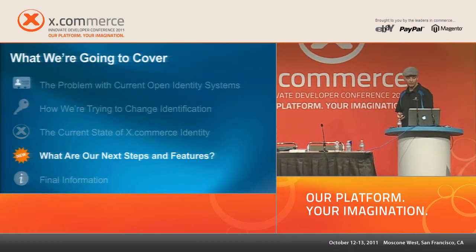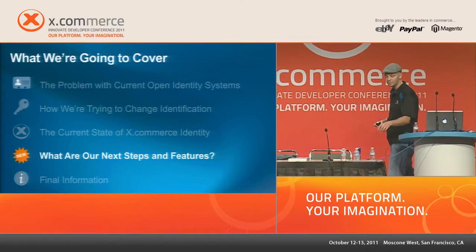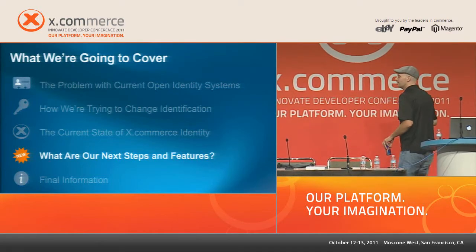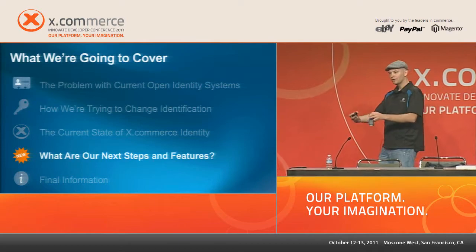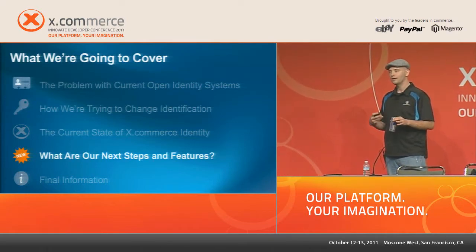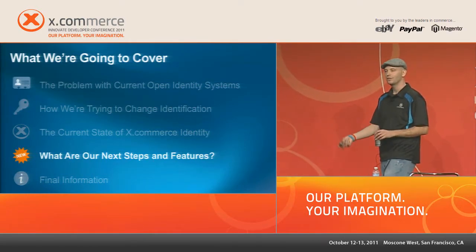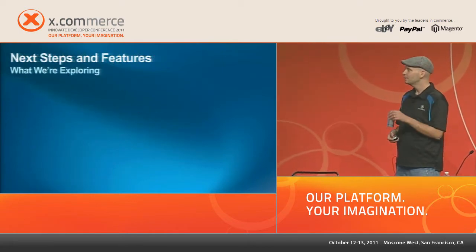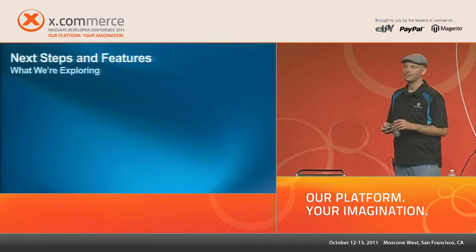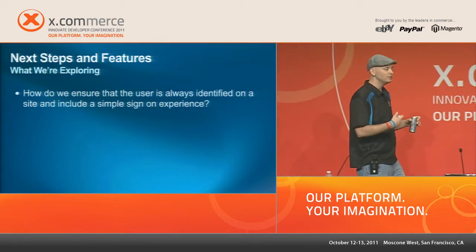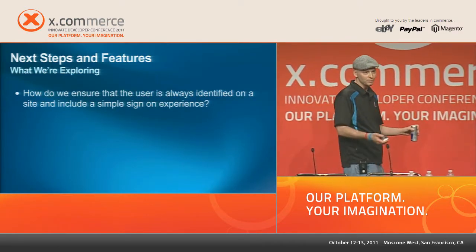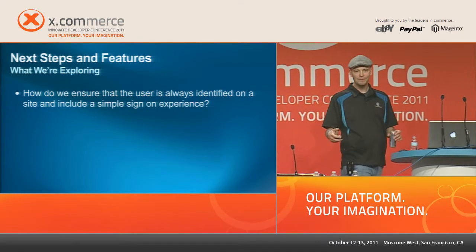All right, now let's take a look at what our next steps are going to be in this space, what we want to do in the coming months, and later on, what we've heard from the community and why they want commerce identity and what they want to use it for. So we're going to ask ourselves a couple of questions in this space. First, how do we ensure that the user is always identified on the system? How can we leverage off of that to really be valuable?